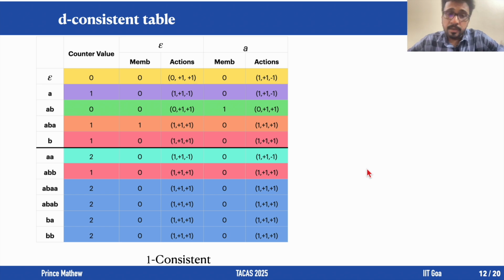Now, we also do a conversion in the learning algorithm for every word in your observation table. So your words are over the alphabet A, B.